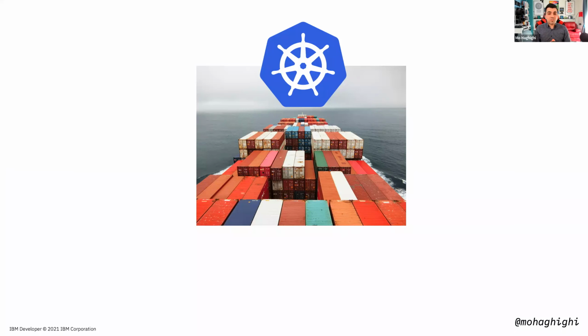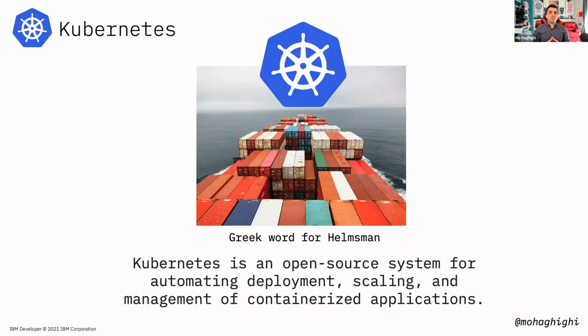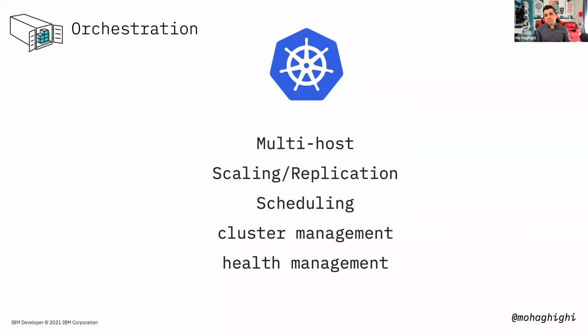Make updates to the microservices without causing interruption. If you want to go one by one, obviously that's going to become very difficult. And that's where Kubernetes comes into play. Kubernetes is an open source system for automating deployment, scaling, and management of containerized applications.